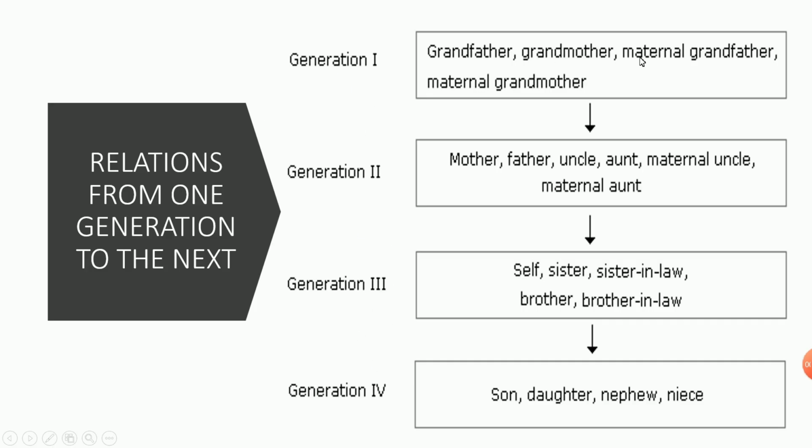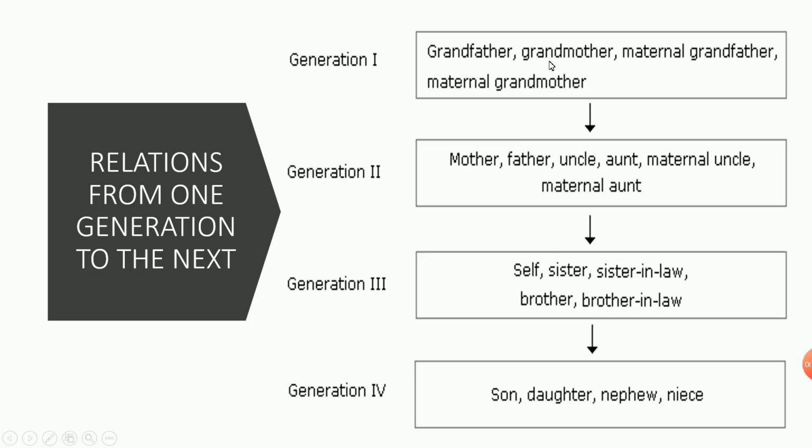So first one, grandfather, grandmother. Note that we as a person would always be the third generation only. In very rare cases we might come under the second generation, but we will be in one of these two. Maximum here, see they have put the word self, no? So we will be here, or in some rare cases here also.